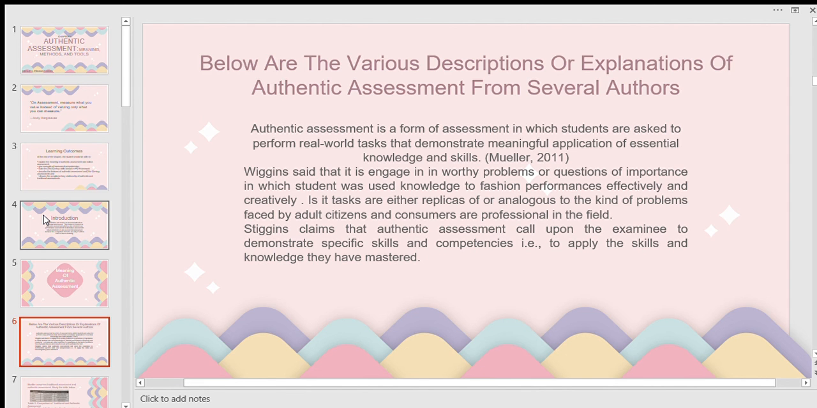And the second one is realistic assessments that are relevant in nature but have students engage in situations that mimic the real world. So for example, a teacher may ask students to apply an engineering problem to a real-world example, develop a web application, design a model, critically review case studies, or create multimedia presentations. So those are the various descriptions or explanations of authentic assessment from several authors.